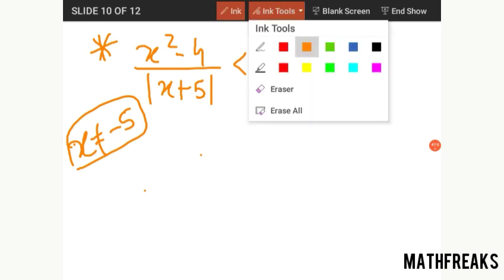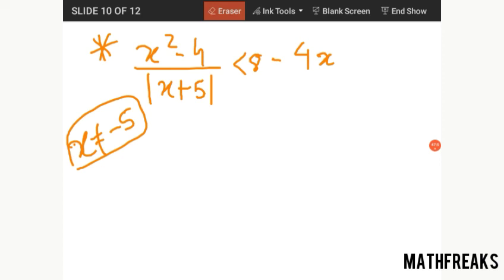So one simple conclusion that we can make by looking at the inequality straight up is that x can never be equal to -5. Correct. Now if x can never be equal to -5, there will be two cases. Okay, so case number 1, x is greater than -5. Correct. x is greater than -5.